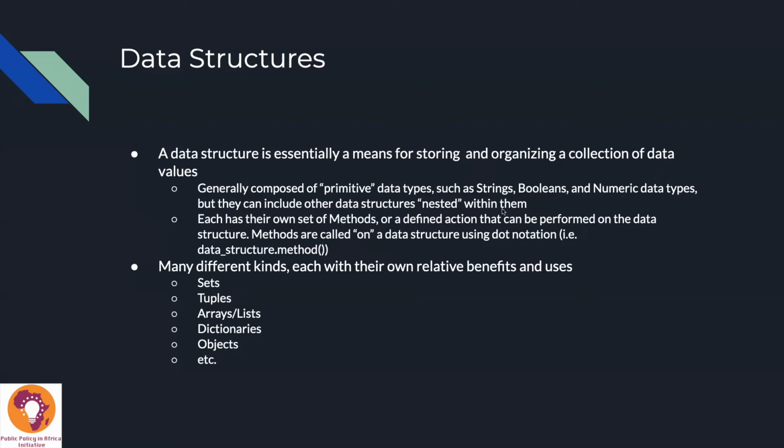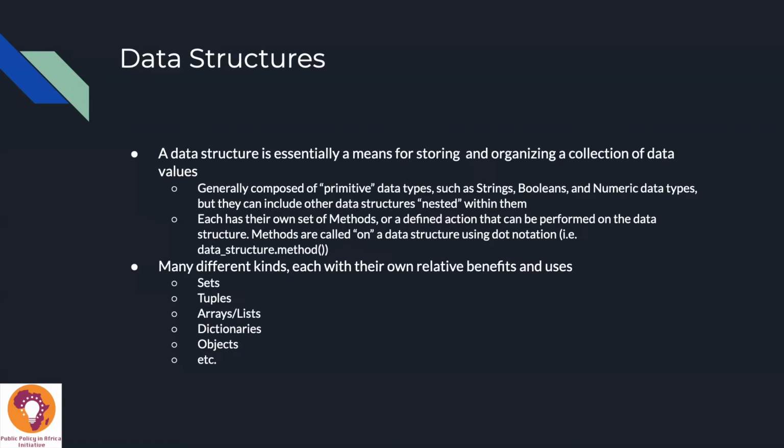So with the basic primitive data types, you can't necessarily store one data type inside of another one. You can't nest them like we saw nesting of the if statements. But with data structures, generally you can nest them. There are some that you can't nest, but generally you can. So each has their own set of methods, or a defined action that can be performed on that data structure.